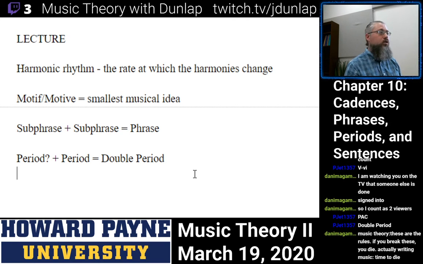So we have a line that's incomplete the first time around, and then it's complete the second time around. Now, a parallel double period is what we're referring to here, where our two antecedents are almost identical. There is something called a repeated double period, which is the composer was not really feeling it today and decided to write the same thing twice, maybe with variation, maybe not.